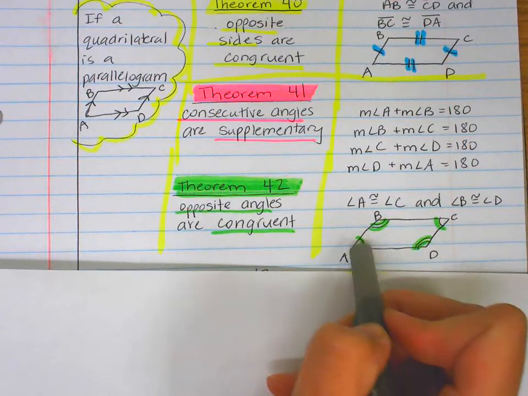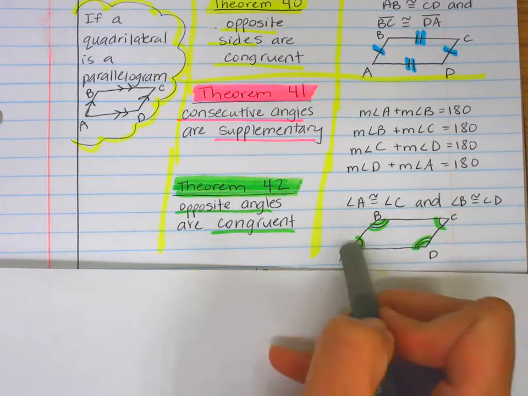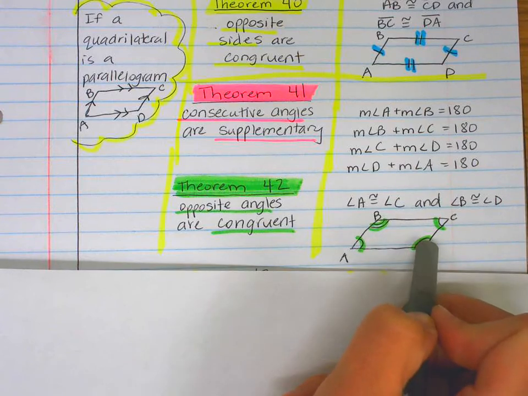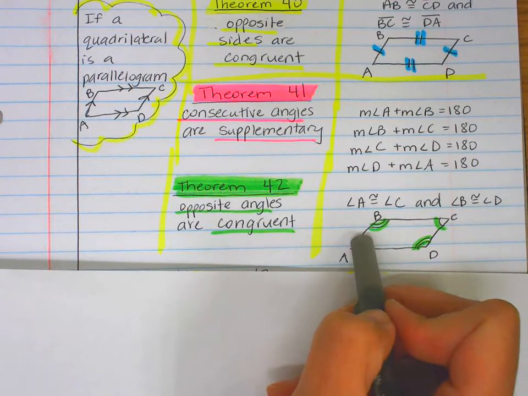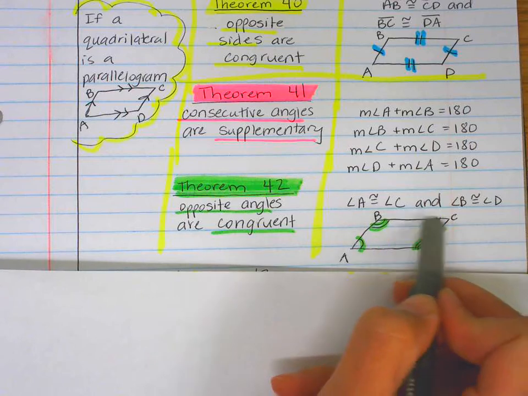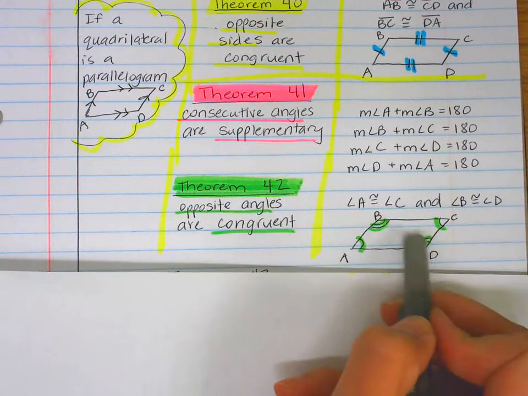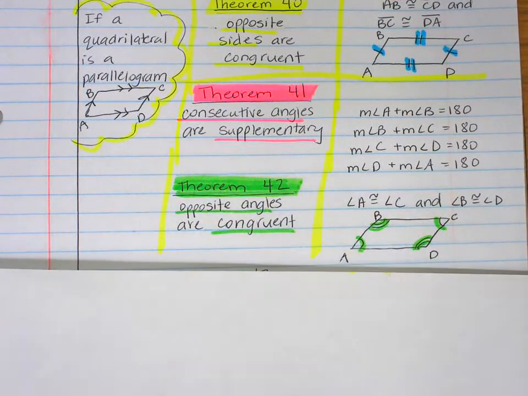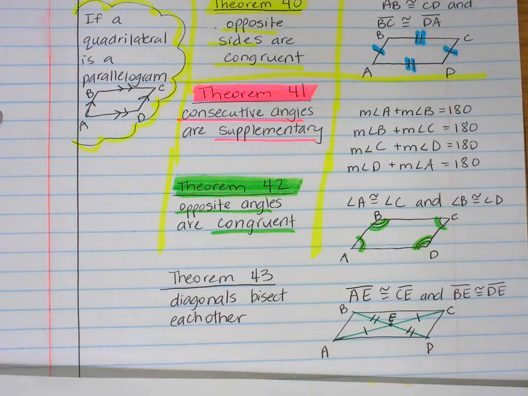So for that example, A and C would both be 80, B and D would both be 100. And then the consecutive angles are supplementary and they would all add up to 180, but opposite angles would be congruent. All right, and one more theorem.